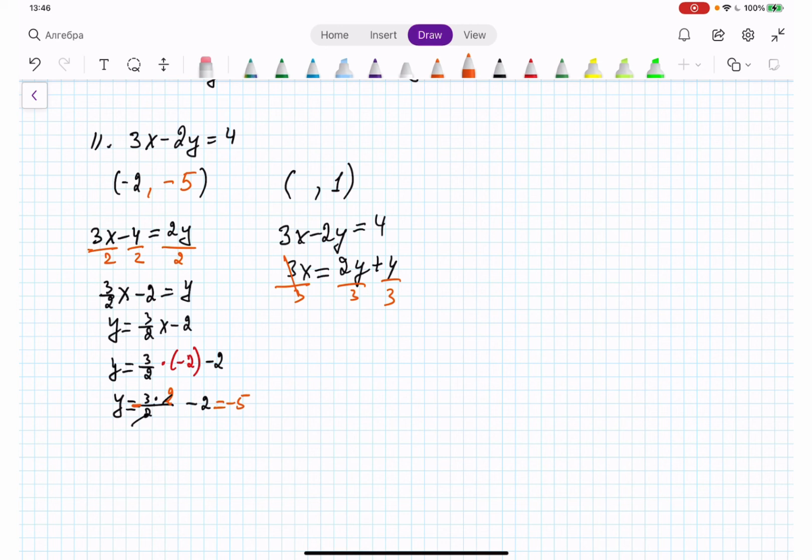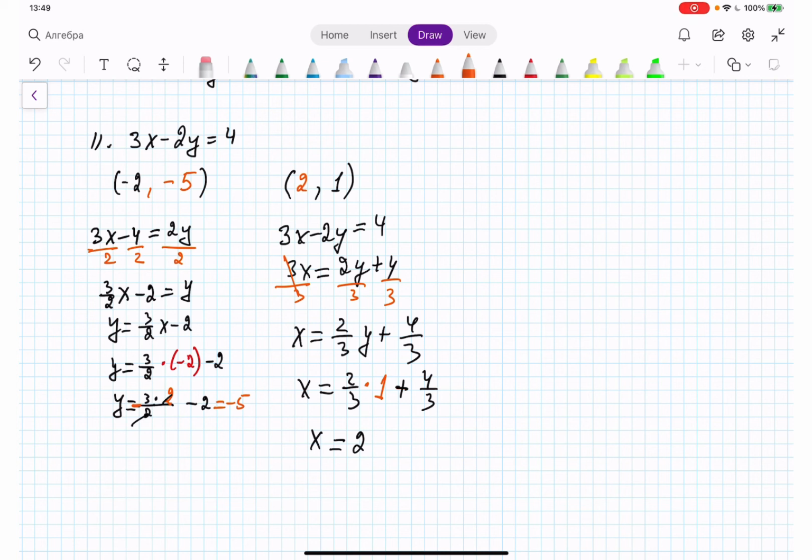So my x is equal to 2/3 of y plus 4 over 3. Okay, so from here x is equal to 2/3, my y is 1, times 1 plus 4/3. Denominator is the same. That means I'm adding 4 plus 2 is 6, divided by 3 is 2. So plugging in the position of x, this 2.